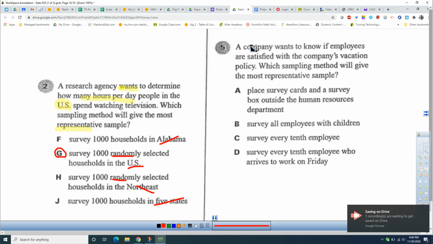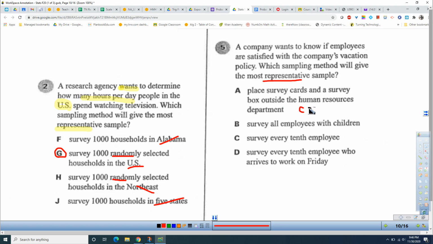All right. Then number 5, it says a company wants to know if its employees are satisfied with the company's vacation policy. Which sampling method would give the most representative? Okay, they give some survey cards outside of human resources. Well, that's awfully convenient, right? So that's a convenient survey. Well, let's try this. That's a convenience. So survey all the employees with children.